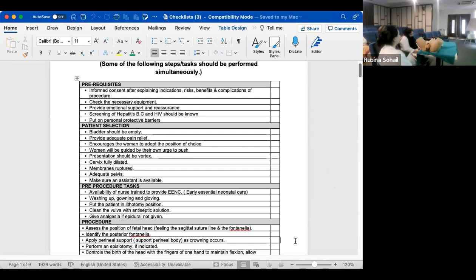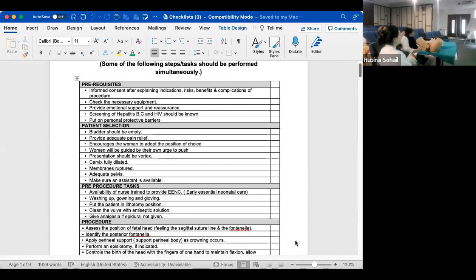So then you have to make sure that your patient is seen, in the COVID era. You have to make sure that protective barriers are in place. And what are the things that you need to make sure? I think the two most important things for vaginal delivery are, number one, that the bladder should be empty. So many times you will feel that the labor is not progressing.